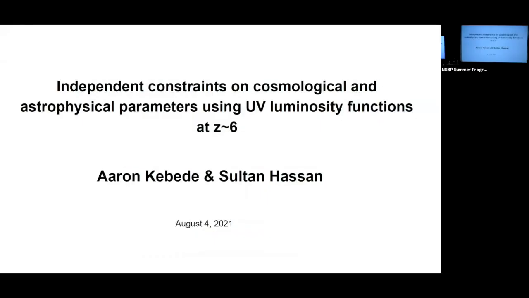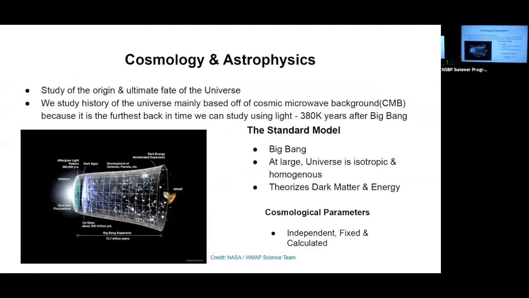Hi everyone, my name is Aaron, and this summer I've been working with Dr. Sultan Hassan on constraining cosmology astrophysical parameters using luminosity functions. This is a beautiful thing because usually to constrain parameters we use larger sets of data like the CMB. No one has really done smaller sets like galaxies and luminosity functions.